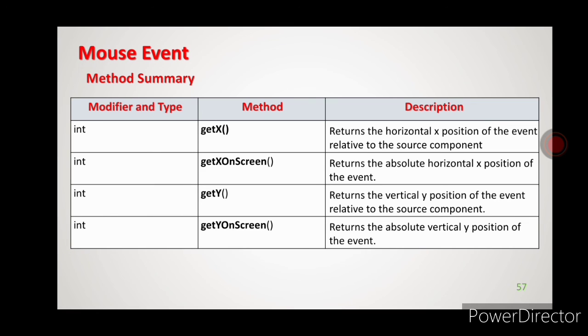The next method is getX. It returns the horizontal x position, or it returns the x coordinate of the mouse at which the event was generated. It means it will return the x coordinate value. Next is getXOnScreen. getX is related to the source component. With respect to the source component, the x coordinate value it will return. getXOnScreen means with respect to the screen, what is the x coordinate value it will return.